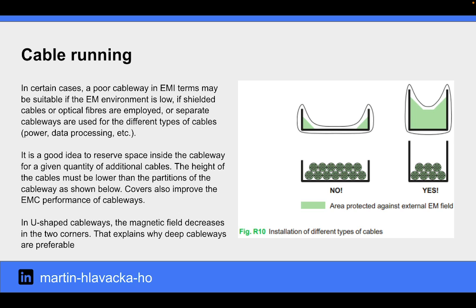It is a good idea to reserve space inside the cableway for a given quantity of additional cables. The height of the cables must be lower than the partitions of the cableway. Covers also improve the EMC performance of cableways. In U-shaped cableways, the magnetic field decreases in the two corners. That explains why deep cableways are preferable.